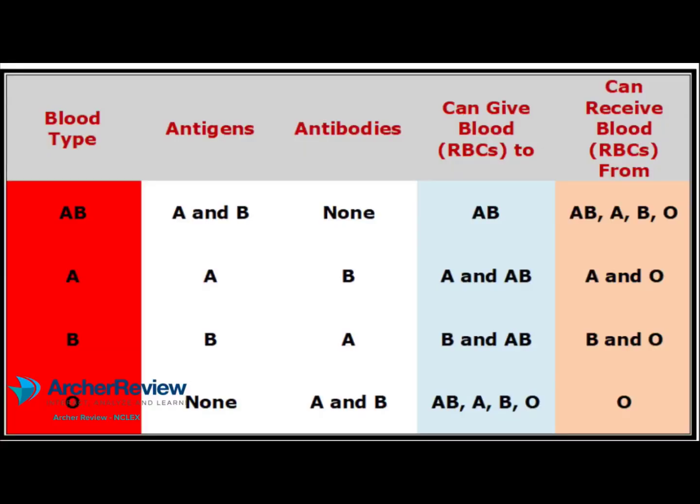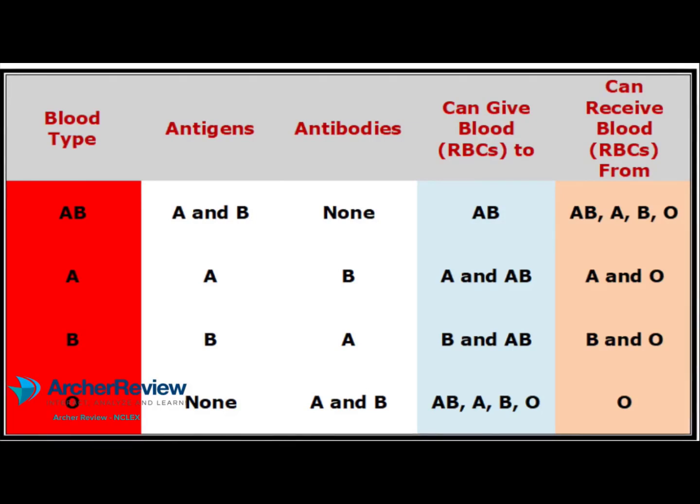Alright, today we're going to talk about blood compatibility. There are most definitely going to be NCLEX questions where you are asked if there is a person with this type of blood, can they receive blood from this person or vice versa? So let's go over the types of compatibility. First and foremost, there is ABO compatibility. This is the most serious one. It's the one you're going to want to be most familiar with.